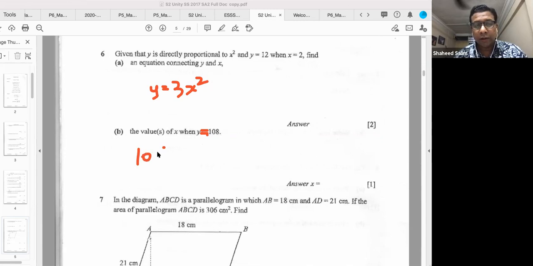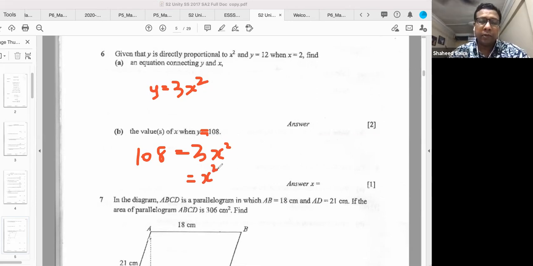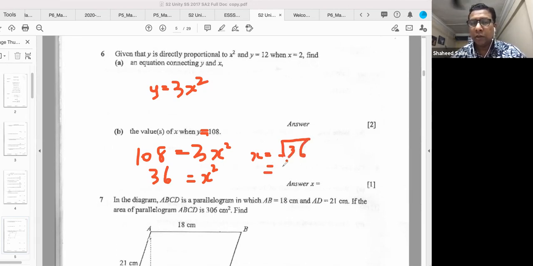This is 108, right? You have 3x squared. So x squared remains here. 108 divided by 3, you get 36. To find what is x, you need to square root the 36, not divide by 2. Square root 36. Then there are 2 possible answers. Is 6 or minus 6? Why minus 6? Because minus 6 times minus 6 is equal to a positive 36. Are you okay with this? You found your mistake?